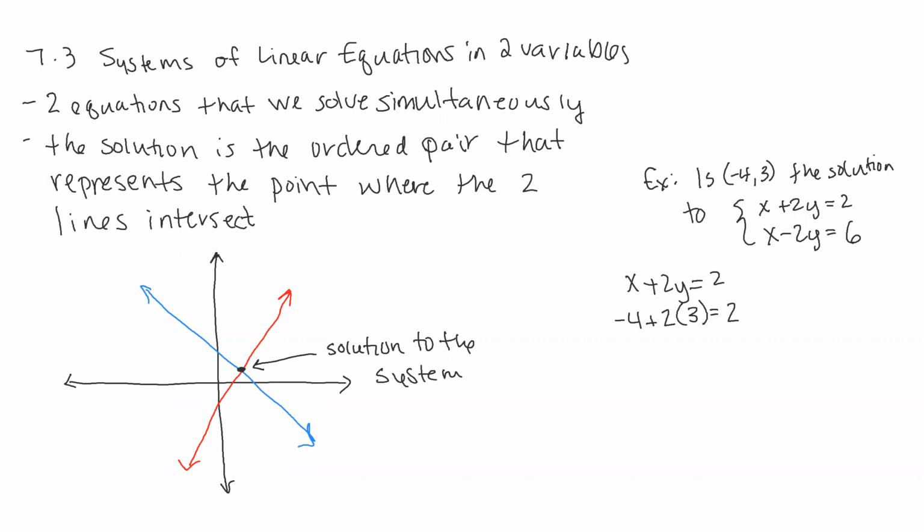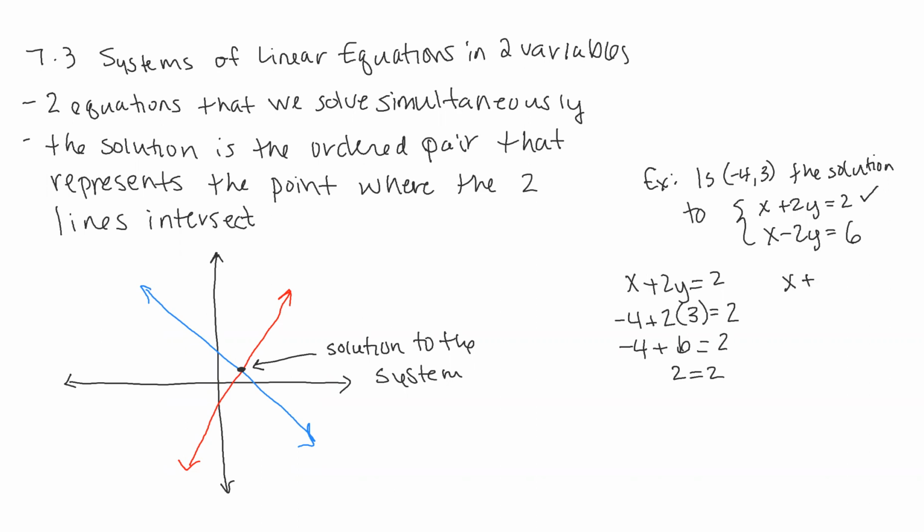Okay, so x, which is -4, plus 2y, which is 2 times 3, we want to see if that equals 2. So I get -4 plus 6 on the left. And does -4 plus 6 equal 2? Absolutely. So we can say that this ordered pair is one of the ordered pairs on the graph of x plus 2y equals 2. So it satisfies the first equation, but for this to be the solution to the system, the ordered pair has to satisfy both equations.